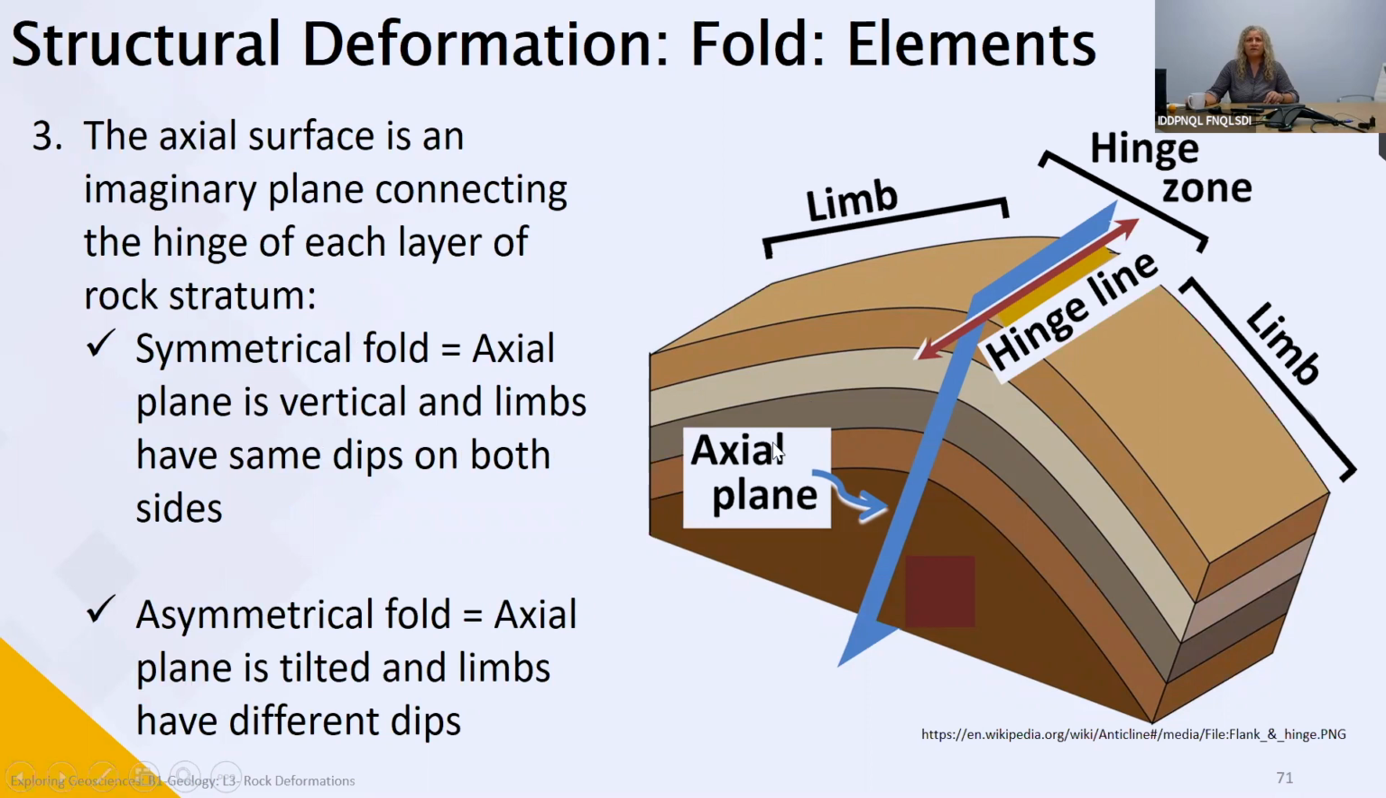And what we have here is to show the difference between a symmetrical fold and an asymmetrical fold. A symmetrical fold simply means that both limbs have equivalent dips. An asymmetrical fold means that the axial plane is tilted, meaning that one limb would have a different dip than the other side.